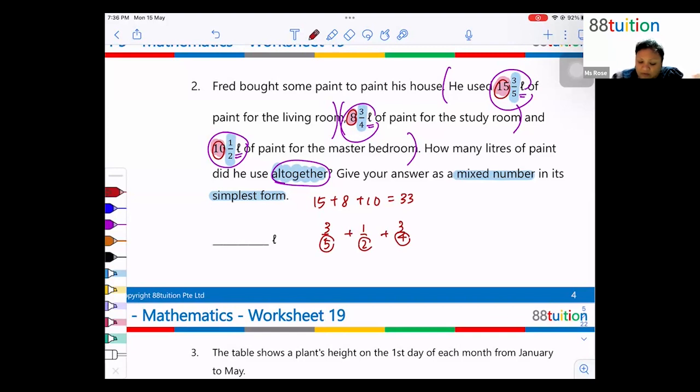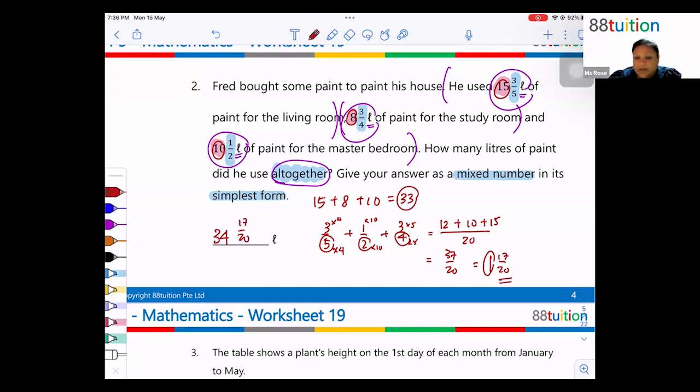All right. So convert these to twentieths: 3 out of 5 is 12 over 20, a half is 10 over 20, and 3 over 4 is 15 over 20. So you have 12 plus 10 plus 15 over 20 to give me 37 over 20, which is equal to 1 and 17 over 20. So this 1 I can add to 33. So my total becomes 34 and 17 over 20. Okay, so that's how it's done. Very quickly. Now, let me know if I'm too fast. Otherwise, I'm just going to go with the same speed.